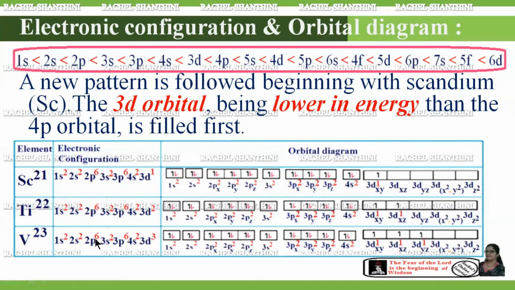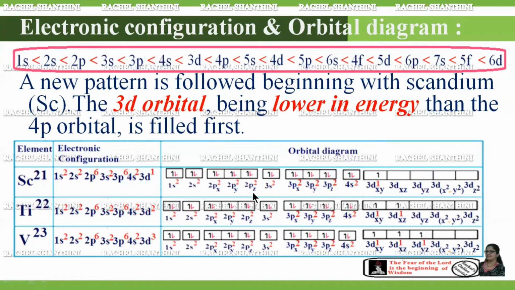Up to this, how many electrons shall we count? 2 plus 2 plus 6, 10, 10 plus 2, 12, 12 plus 6, 18, 18 plus 2, 20 electrons we have completed. So totally how much do we have in vanadium? 23. So 23 minus 20, the remaining 3 electrons we have. Those 3 electrons will occupy the 3d orbitals.